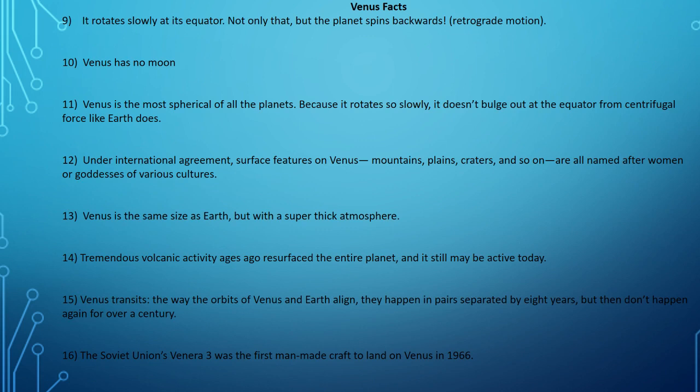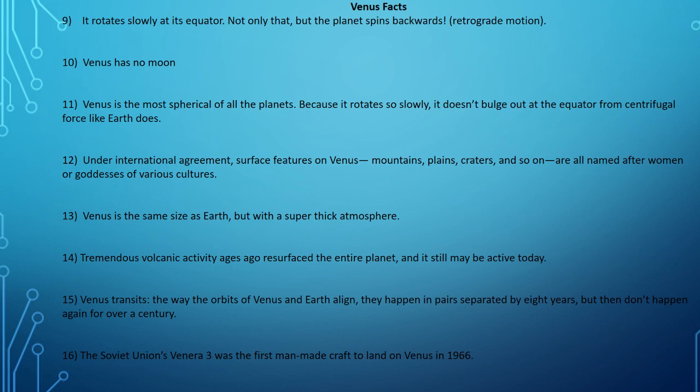It rotates slowly at its equator. Not only that, but the planet spins backwards. Retrograde motion. Venus has no moon. Venus is the most spherical of all the planets. Because it rotates so slowly, it doesn't bulge out at the equator from centrifugal force like Earth does.